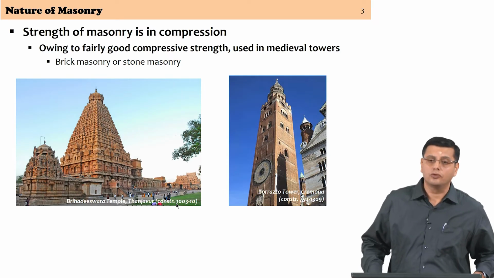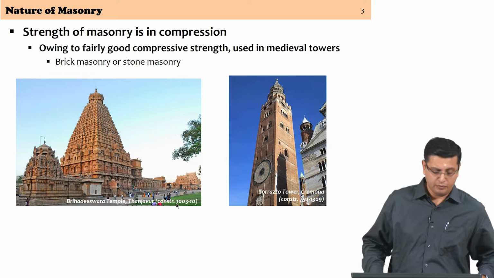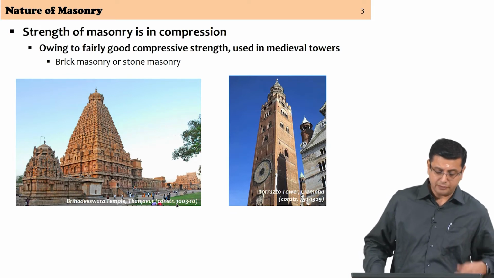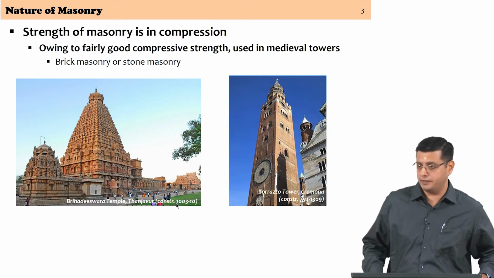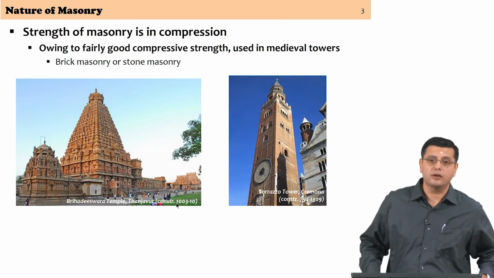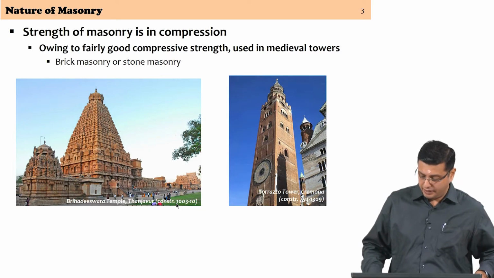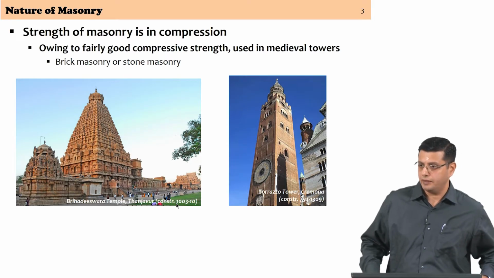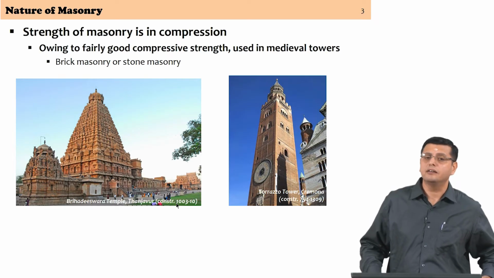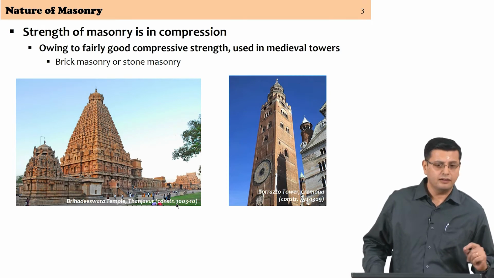And of course, there is the geometry of this structure which is also responsible for its stability, which we will examine in a few minutes, but it is a massive masonry tower. It is a stone masonry construction, and the one on the right is a brick masonry tower. It is one of the tallest towers in the world. You can actually go up this tower. This is in Italy, in a town called Cremona, and as you can see, it's a fairly slender structure. It's completely in brick masonry and rises to about 120 meters in height.